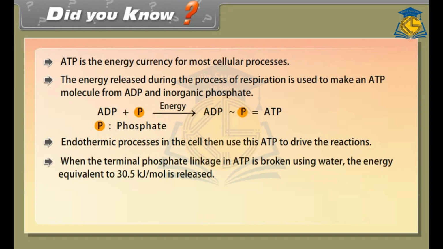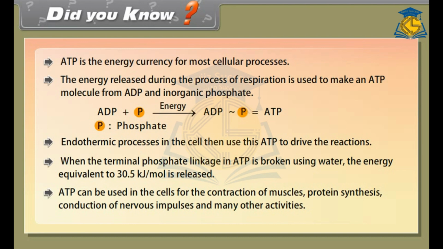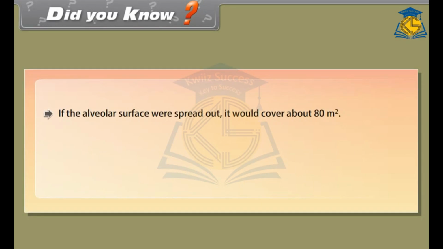When the terminal phosphate linkage in ATP is broken using water, the energy equivalent to 30.5 kilojoule per mole is released. ATP can be used in the cells for the contraction of muscles, protein synthesis, conduction of nervous impulses, and many other activities. If the alveolar surface was spread out, it would cover about 80 meters square.